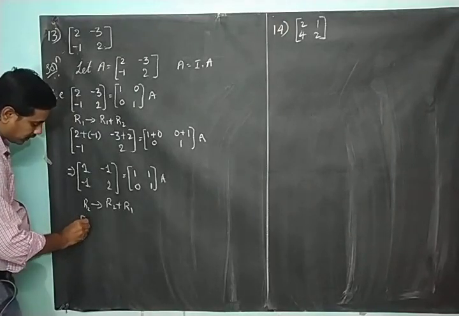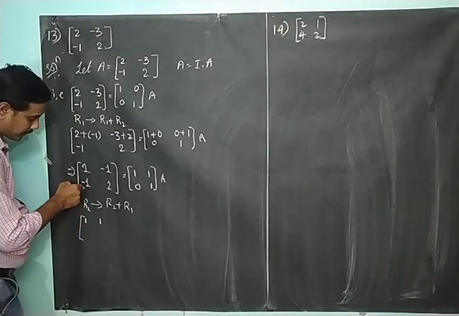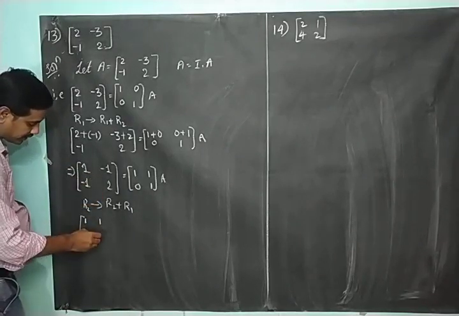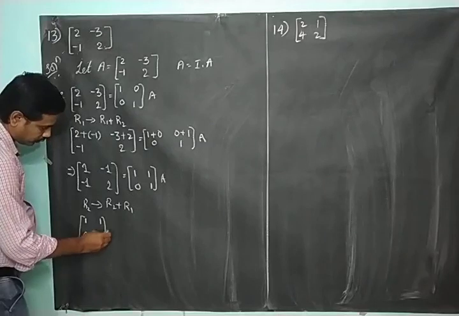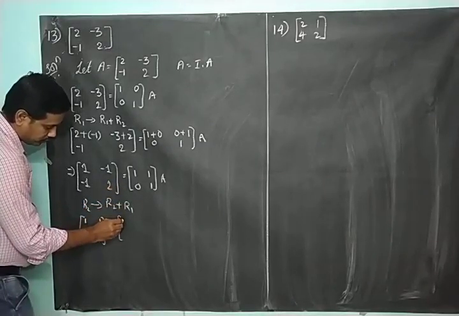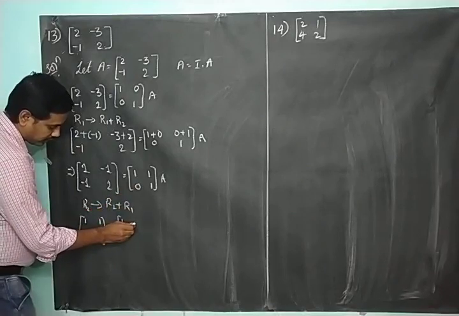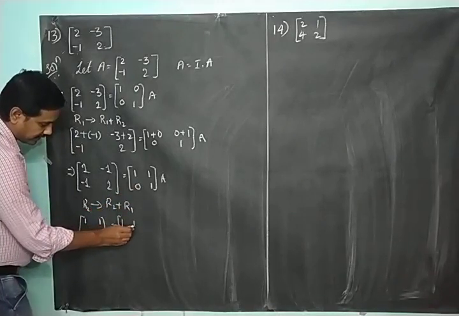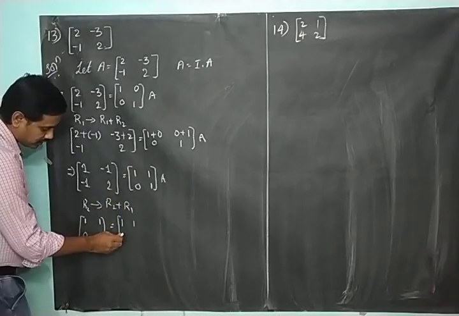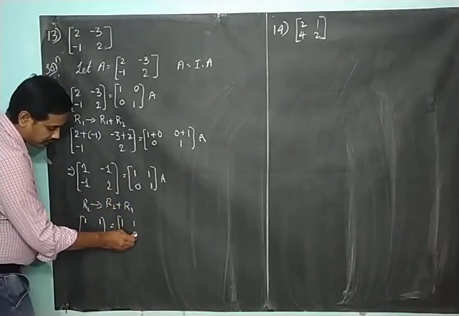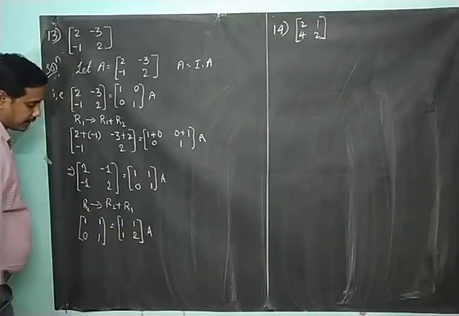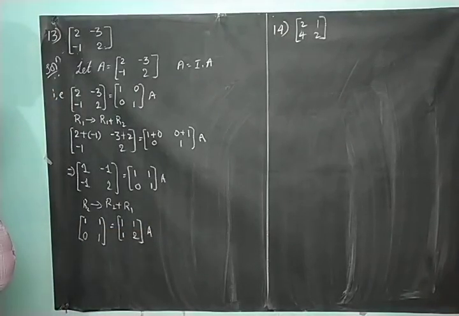So what happens? 1, 1 here. Minus 1 plus 1, 0. 2 minus 1 is 1. 1 plus 1, 1 and 1 as it is. R2 should be changed. 0 plus 1, 1. 1 plus 1, 2 times A. Okay.